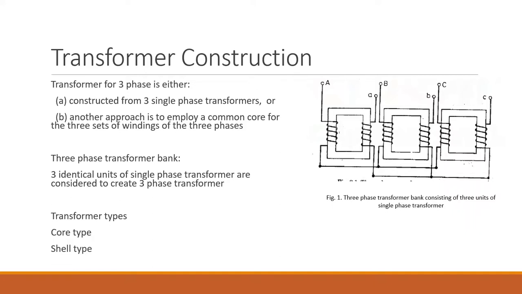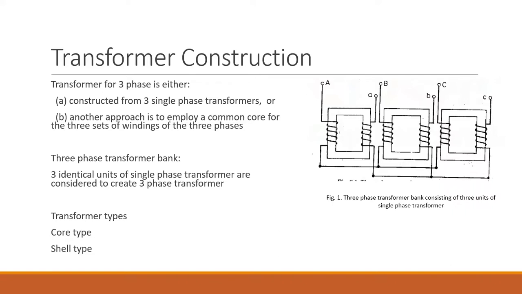What would be another approach? Like a single phase transformer has one core, in the same way you can construct a three phase transformer which will have a common core and three sets of winding for three phases. I think there is no doubt that the three phase transformer will have three phases, so you need three windings, one winding for one phase. So three sets of winding for three phases.